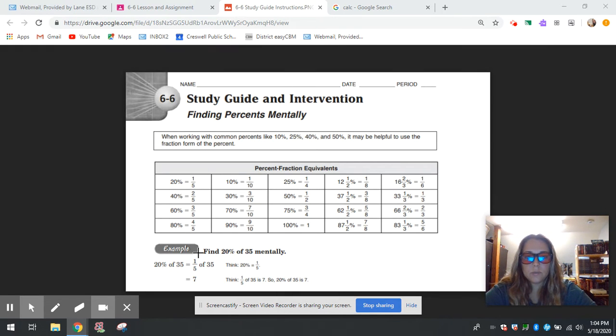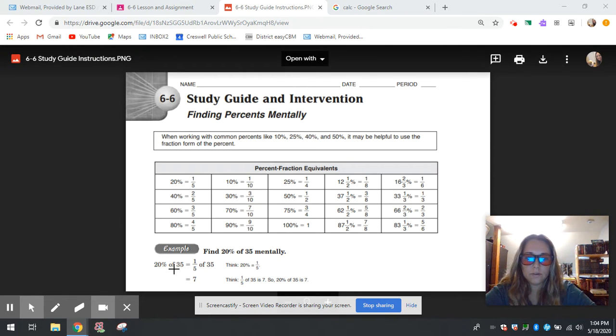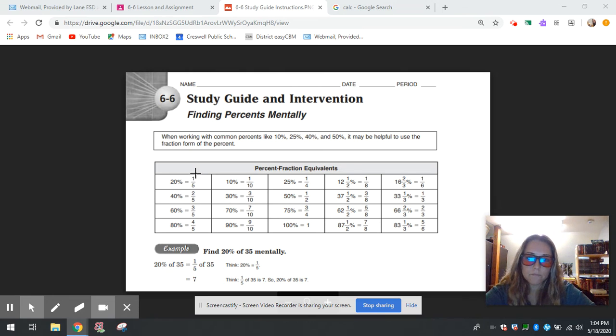So the first example says find 20% of 35 mentally. 20% of 35. 20%, if you look at our cheat sheet, is a fifth. So if we think instead of 20% as 1/5 of 35, well, if we took 35 and divided it by 5, we'd get 7. 7 is 1/5 of 35. Therefore, 7 is 20% of 35.